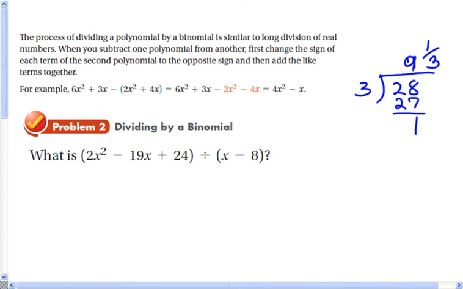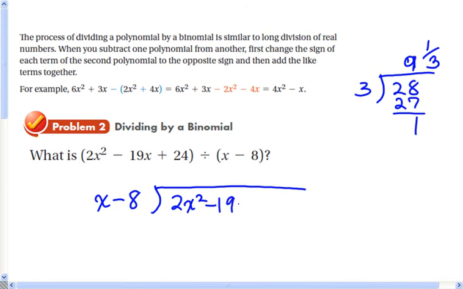All right, when we divide 2x squared minus 19x plus 24 by x minus 8, let's set it up like long division here. And then 2x squared minus 19x plus 24. And then what I'm going to do is think of what number multiplied by x equals 2x squared. And that would be 2x. And I'm going to put it right above my x term here. And then I'm going to multiply 2x times x minus 8, and I get 2x squared minus 16x.